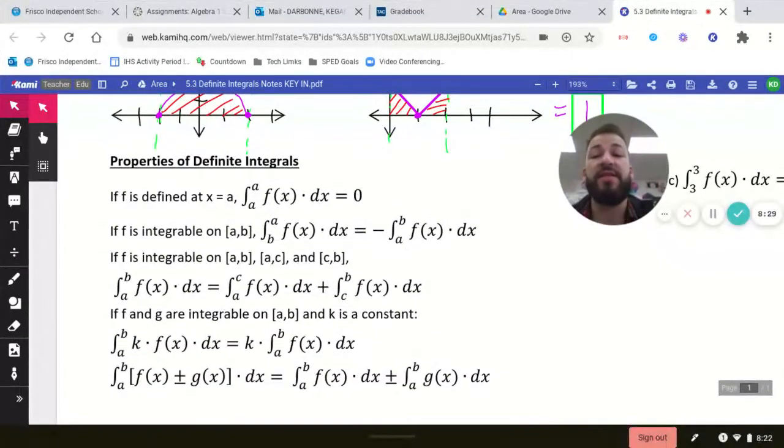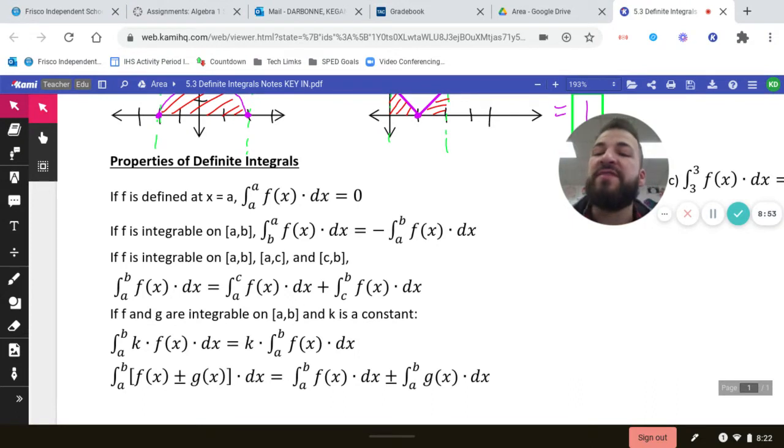Kind of think about these as like your property of exponents or your property of logs. They're things I can do to manipulate my integral equations that I know to always be true. Same thing like with our basic derivative rules, like your sum, difference, multiplicative, derivative of 1, all that kind of stuff. These are sort of the same things, but with integrals.